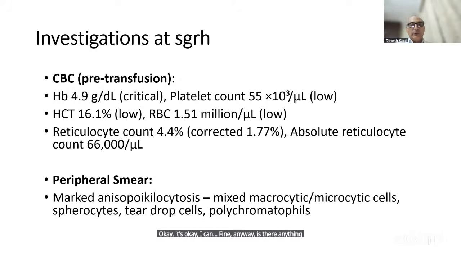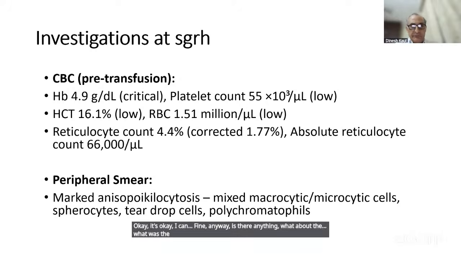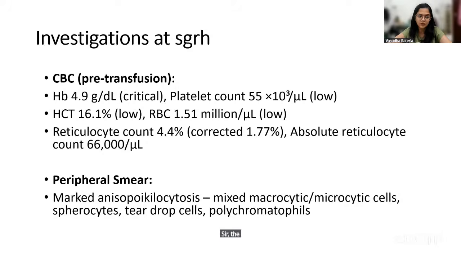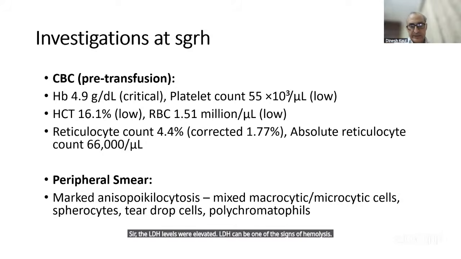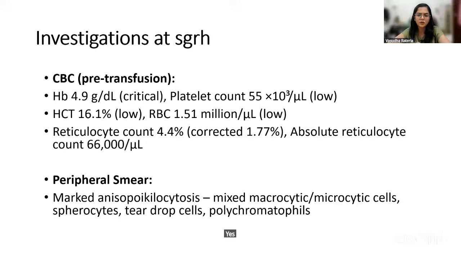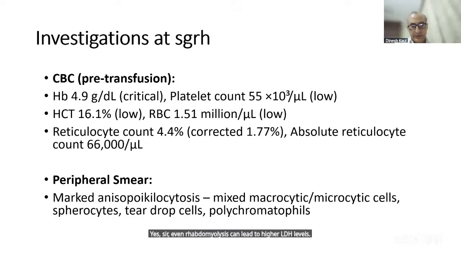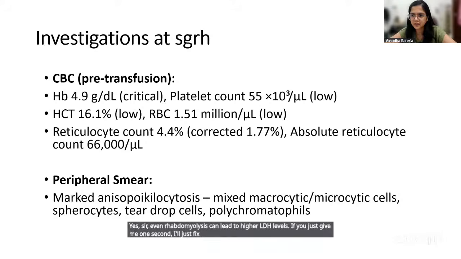What was the confirmatory test for the hemolytic anemia? How did you make the diagnosis of hemolytic anemia? The LDH levels were elevated. LDH can be one of the signs of hemolytic anemia. B12 deficiency can also lead to high LDH levels. Even rhabdomyolysis can lead to high LDH levels. So if you just give me one second, I'll just fix this.